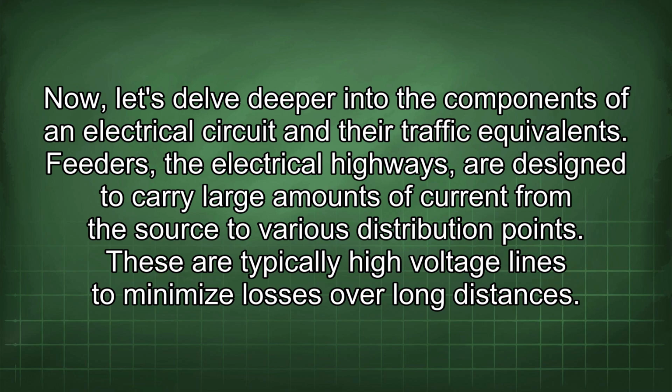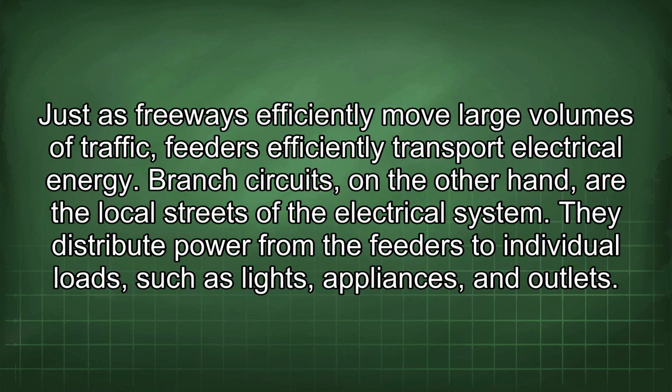Feeders, the electrical highways, are designed to carry large amounts of current from the source to various distribution points. These are typically high-voltage lines to minimize losses over long distances. Just as freeways efficiently move large volumes of traffic, feeders efficiently transport electrical energy. Branch circuits, on the other hand, are the local streets of the electrical system. They distribute power from the feeders to individual loads such as lights, appliances, and outlets.